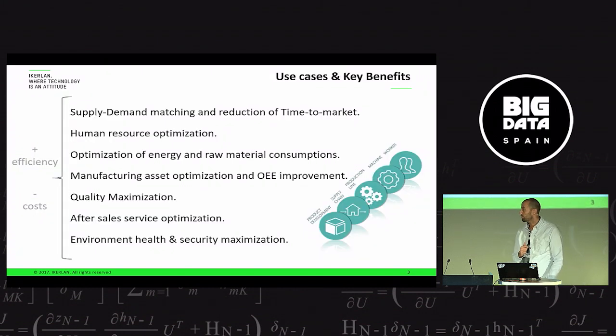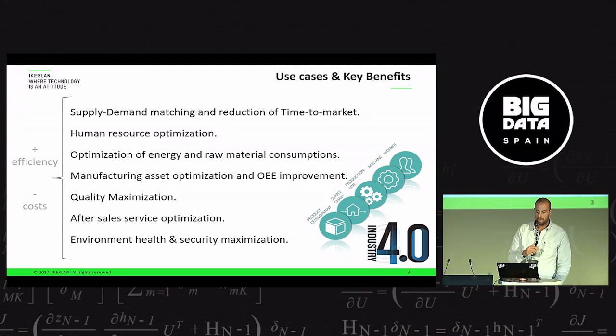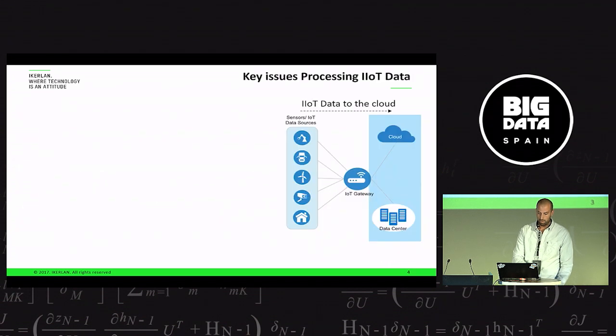Well, let's move on to some use cases and key benefits for the industry of this kind of data. It covers all of the product life cycle, from product development and design to product online and product life cycle. You have better efficiency and lower cost, and here are some samples, like for example after-sales service optimization, overall equipment efficiency, etc. But all of these concepts are related to the current trend, the Industry 4.0 concept. And well, the key is that we have some issues processing Industrial Internet of Things data.